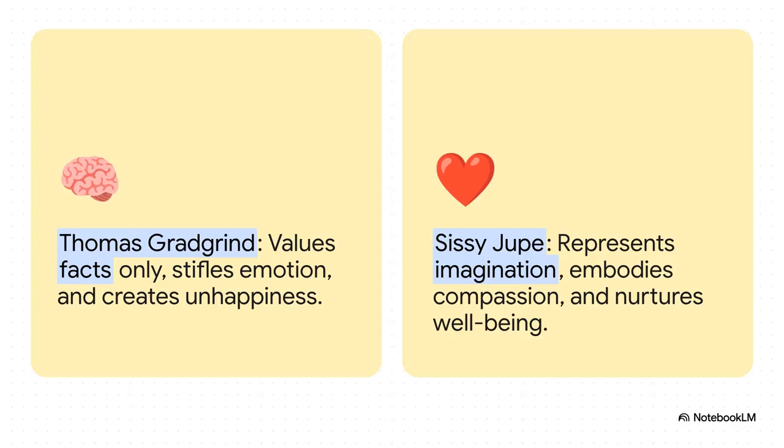And he brings this whole conflict to life perfectly in two key characters. On one side, you have Thomas Gradgrind, a man who is obsessed with facts and raises his kids to suppress every single emotion. And on the other, you have Sissy Jupe, the girl from the circus who represents everything he hates: imagination, empathy, and feeling. It's their clash that really drives the entire moral argument of the book.